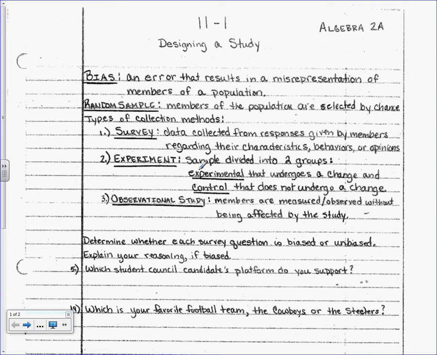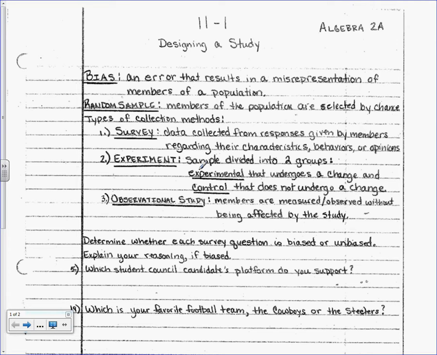So bias is an error that results in a misrepresentation of members of a population. So bias, again, it's a misrepresentation. If I said my kids are the cutest kids in the entire world, that's true to me, but that's a misrepresentation of what's true, obviously. Random sample, members of the population are selected by chance. It's supposed to be random, right?